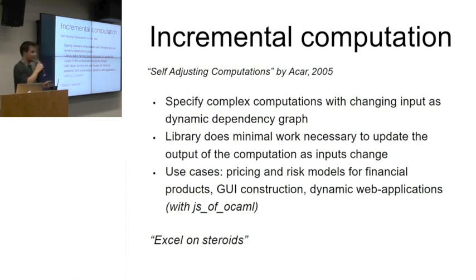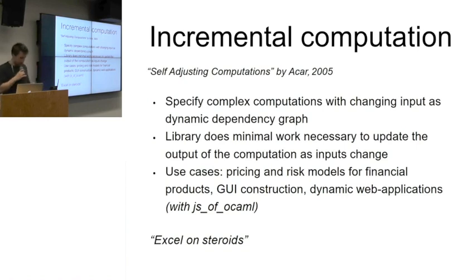And as of recently, we've been thinking about how to use this for dynamic web applications, especially with the help of JS of OCaml. JS of OCaml is a compiler that takes OCaml code and compiles it to JavaScript. And we've been using Incremental more, building, at the final output, a web application running on JavaScript.